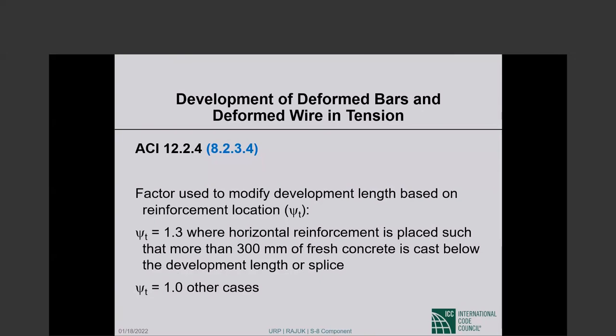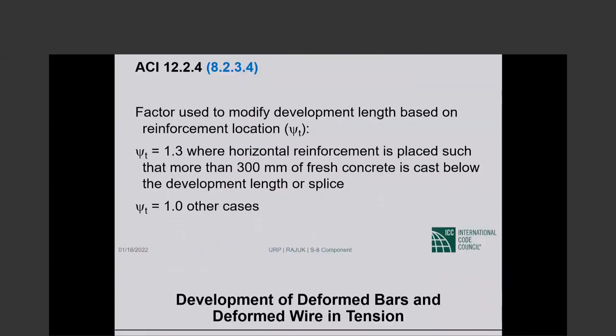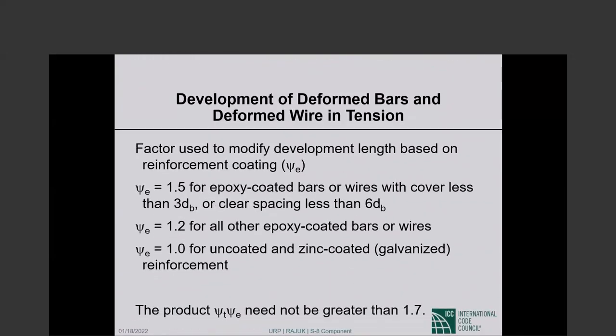The required development length goes up because of bleeding water that goes to the surface. The reinforcement is bonding with inferior concrete. That's what it boils down to. If it is other than a top bar, we never use the word bottom bar. So it's top bar and other than top bar, then psi sub T is equal to 1. Epoxy coating factor, psi sub E, used to modify. Okay, so psi sub E is 1.5 for epoxy coated bars with cover less than 3 diameters and clear spacing less than 6 diameters. Okay.